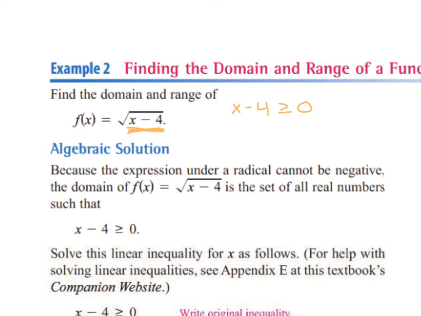Now to find out what our x values are, we need to get x all by itself, so we're going to add 4 to both sides. So we have x is greater than or equal to 4.